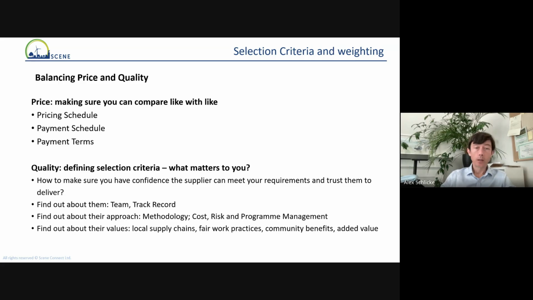But in terms of defining selection criteria, there are typically these 4 categories that are listed in the bullets. There's making sure that the supplier's got the capability, they've got the experience, they demonstrate through their approach that they know what they're doing, how they're going to manage the project, and then the ancillaries, the benefits that it has in terms of your own values, be that fair work practices or community benefits or similar.